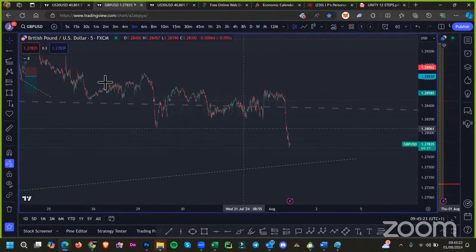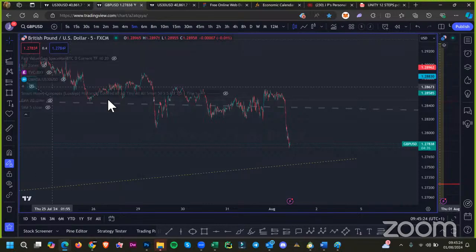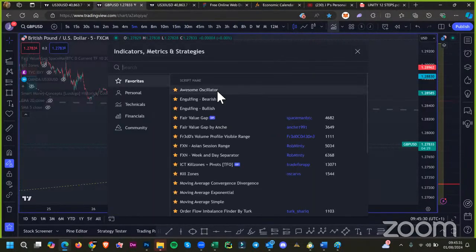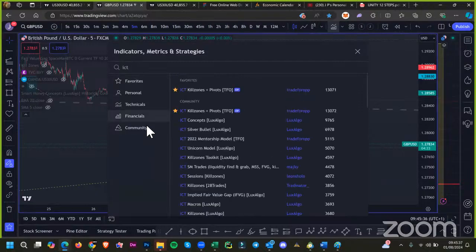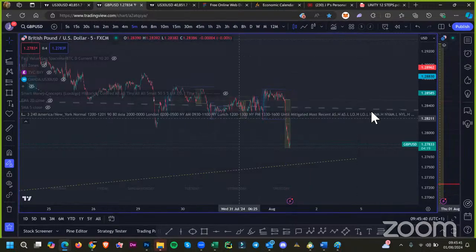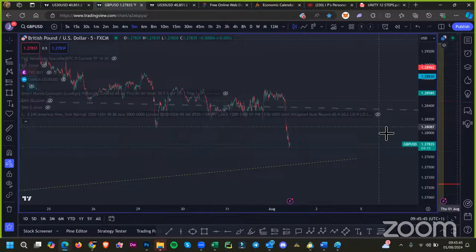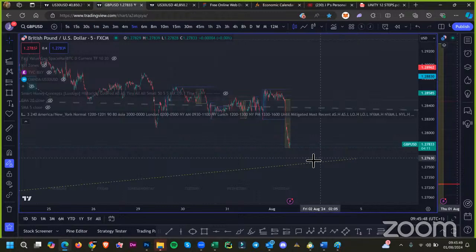If we put on that indicator that for whatever reason has disappeared, and the indicator, I just use it for sessions. I don't use it for ICT strategies or whatever it may be. I just use it for the sessions because it's one of the better ones that I've seen for sessions. It's called ICT Kill Zones, and hopefully it's going to have all my settings and not some random settings. Cool. So have a look here.